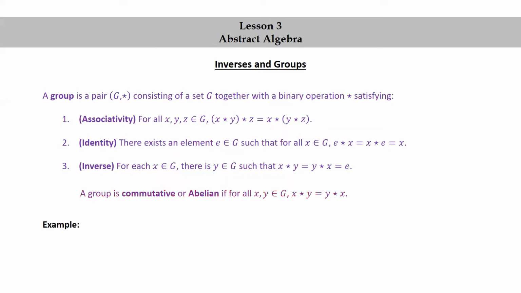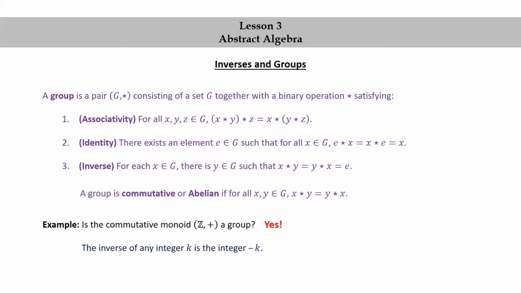Let's look at an example. Is the commutative monoid (Z, +) a group? Yes. The inverse of any integer k is the integer -k. For example, the inverse of 1 is -1. The inverse of 5 is -5, and so on.